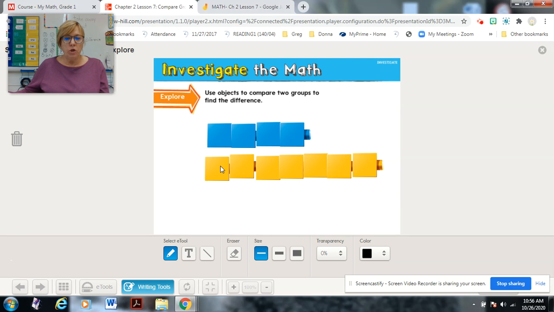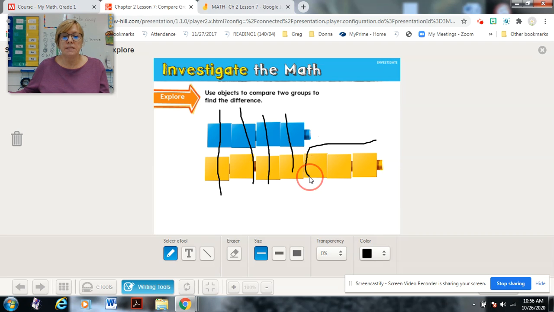I'm going to lay my cubes like I have here next to each other, all right? And I'm going to show, all right, these match up. They both have the same here, all right? This group that sticks out past the other group of cubes is how many more yellow I have. But guess what? How many fewer blue do I have than yellow? 1, 2, 3. That's right. 3 fewer blue than yellow. All right.